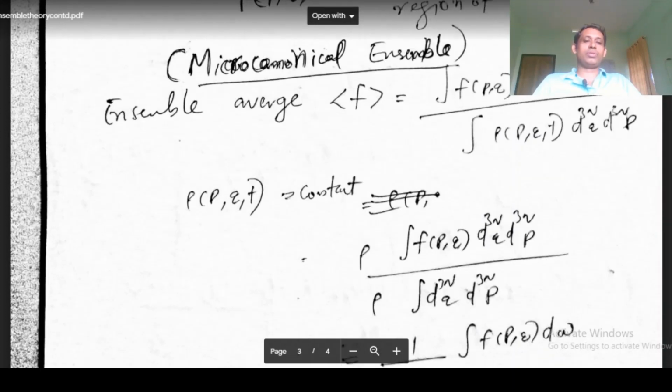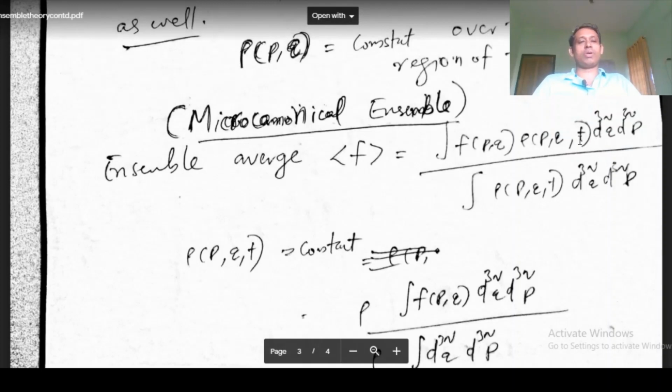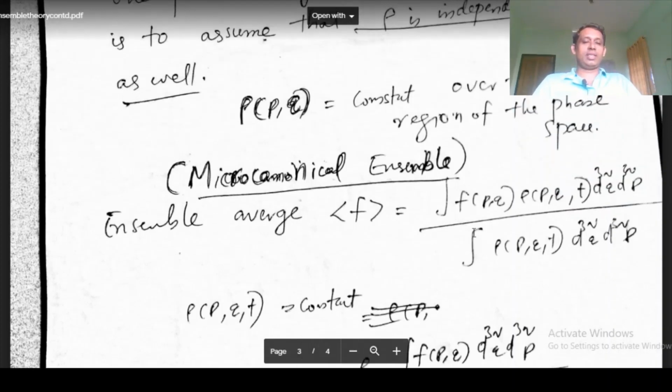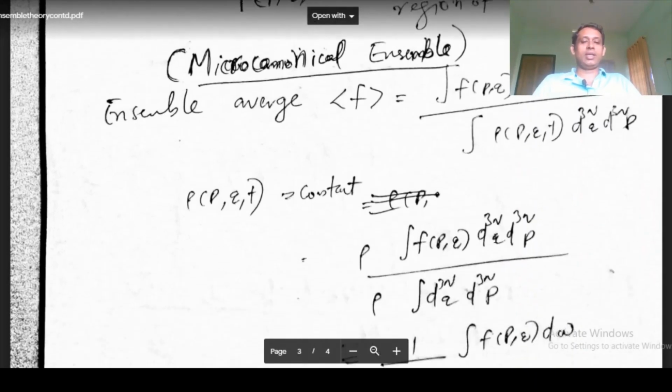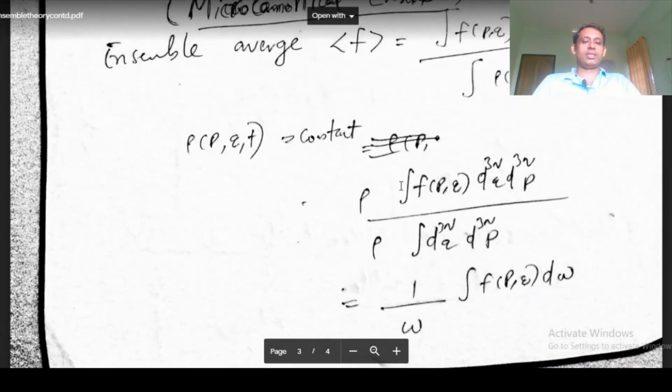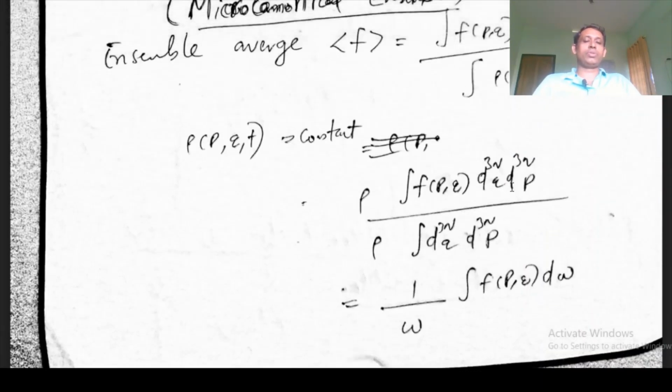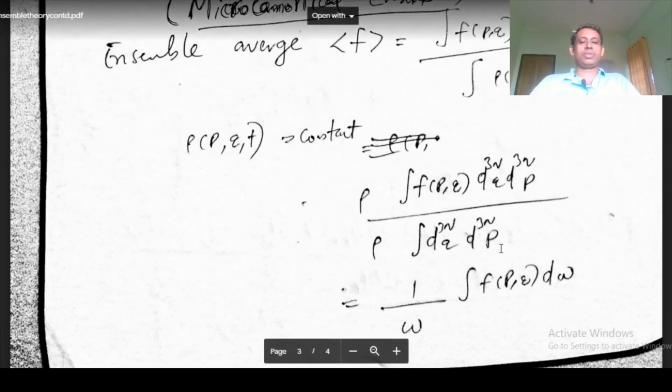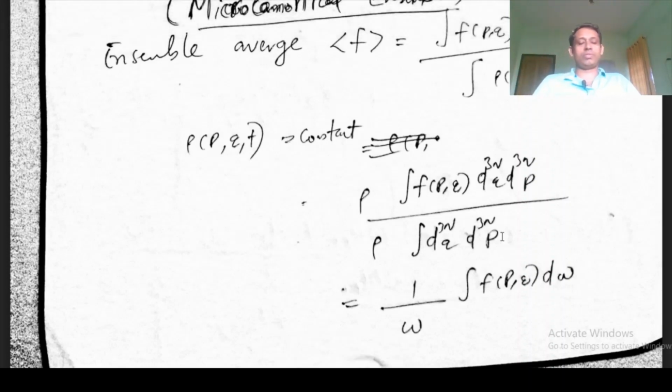Rho PQT, since it is a constant, will come outside the integral, and they will get cancelled, because rho PQT is present both in the numerator and denominator. Since they are constant, they come outside and get cancelled. What you get is f of q,p d3n q d3n p integral over d3n q d3n p, and the integration is over all the allowed region of the phase space.